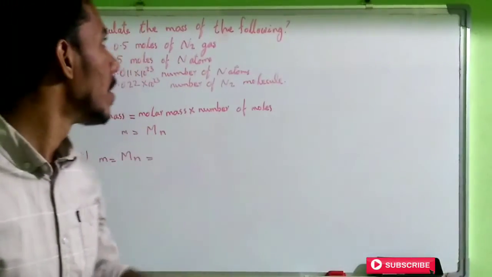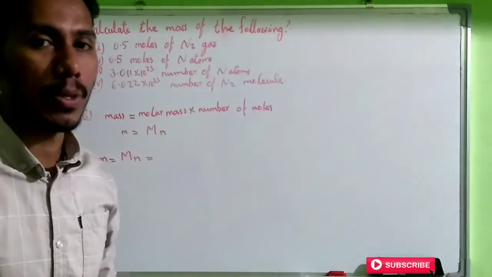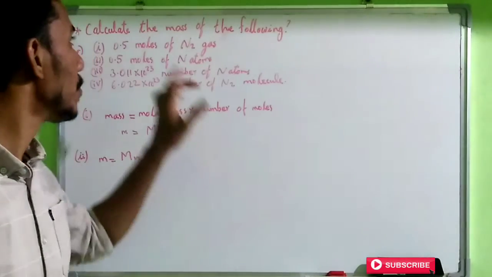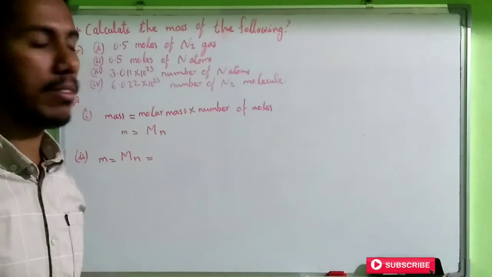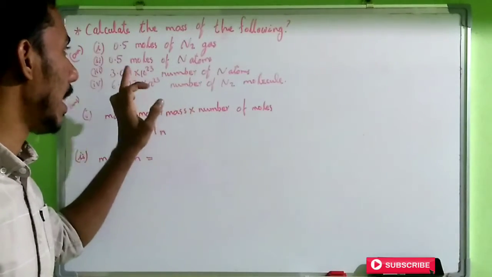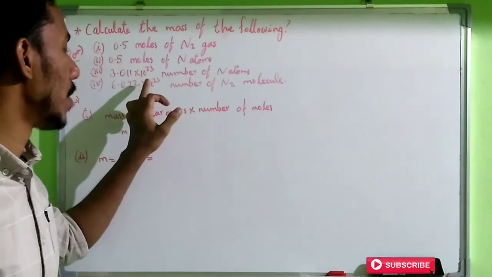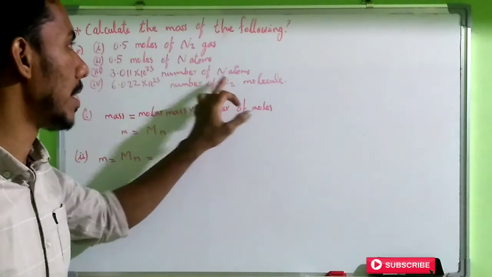Okay, another question. Calculate the mass of the following. 0.5 moles of N2 gas. Then 0.5 moles of N atom. Then 3.011 into 10 raised to 23 number of N atoms.